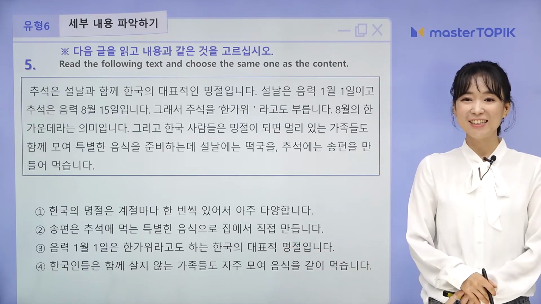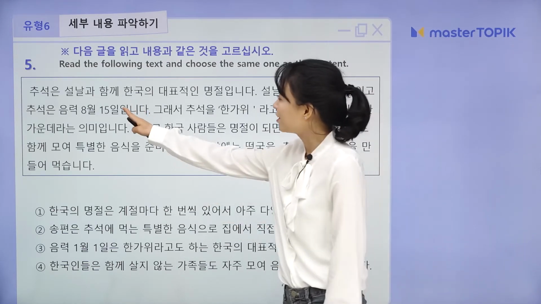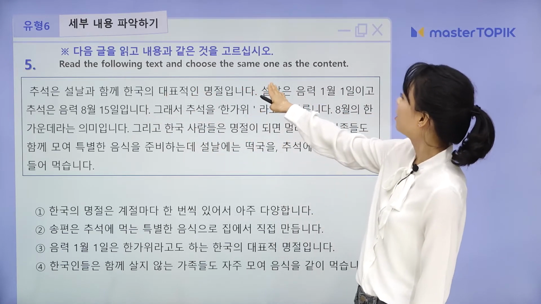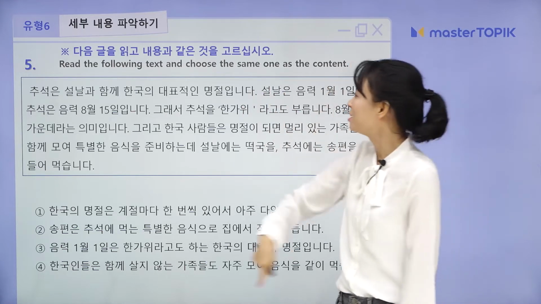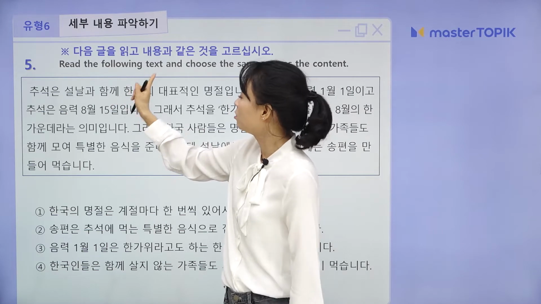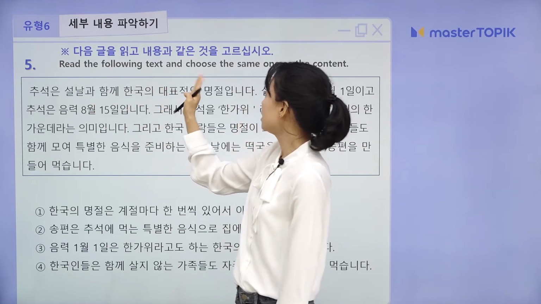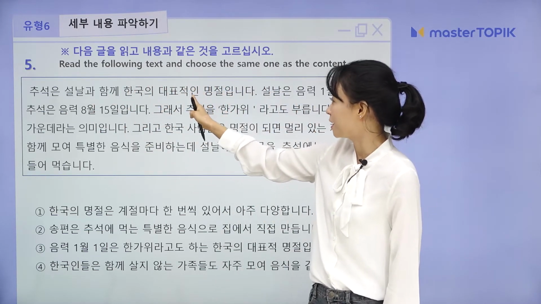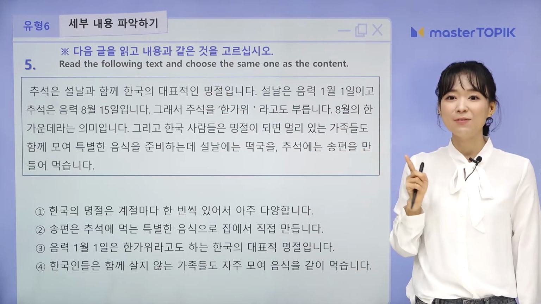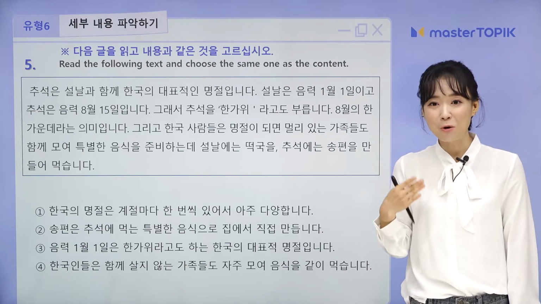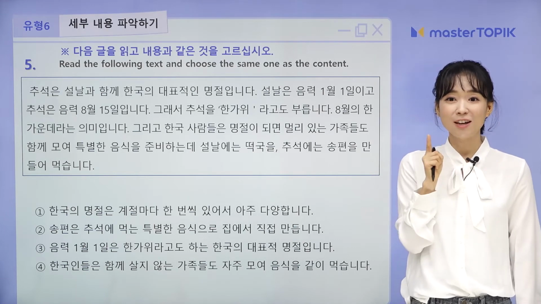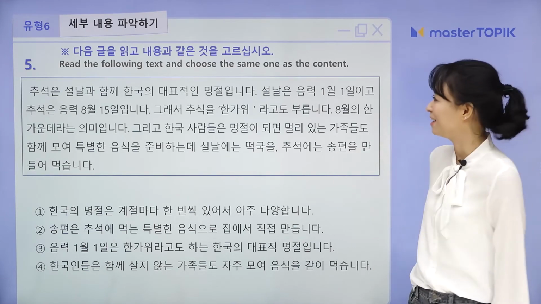Okay, then let's read the text. 추석은 설날과 함께 한국의 대표적인 명절입니다. Okay, 입니다. So, 추석 is the holiday. 설날과 함께, along with New Year's Day, 한국의 대표적인 명절, Korean representative holiday. So, 추석 is a Korean representative holiday along with 설날. So what is the keyword? 추석 and 설날 are our main holidays.